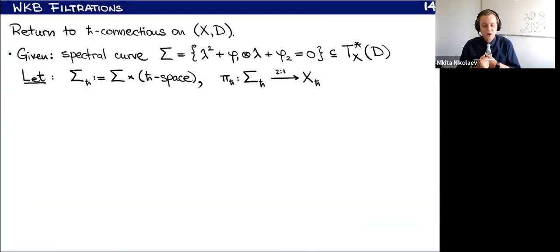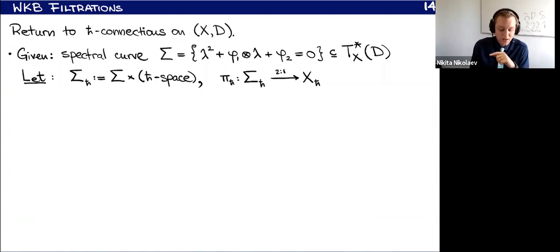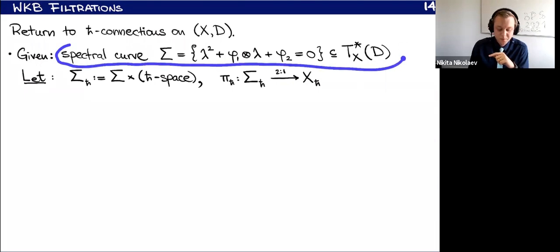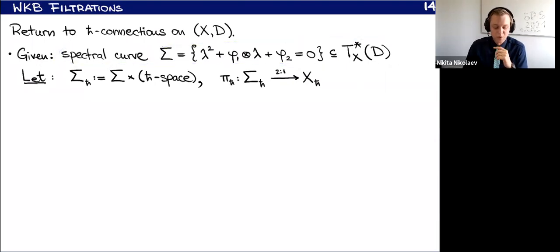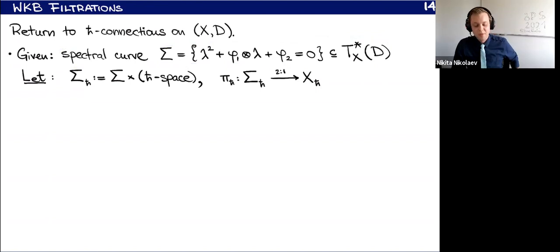So let me explain how you extend the Levelt filtrations in the H-bar world. These are what I call the WKB filtrations. It goes roughly as follows. Now we've gone back to the H-bar connections. Remember that the thing that we had fixed was a spectral curve, with those assumptions on the ramification locus, etc., and the phase theta.